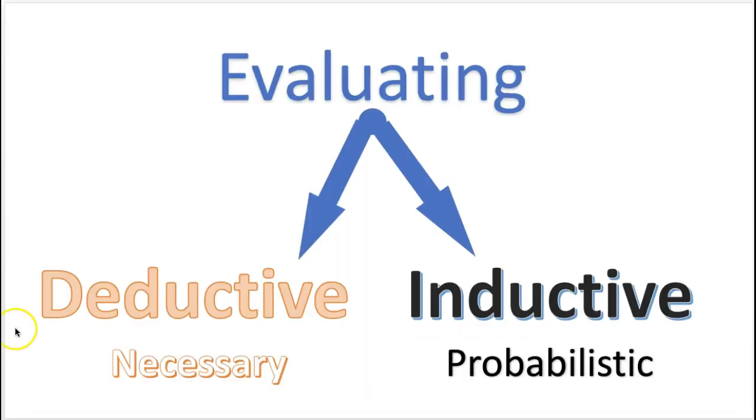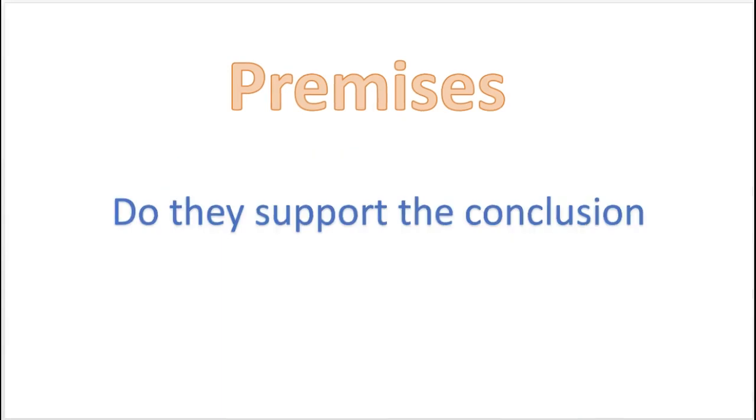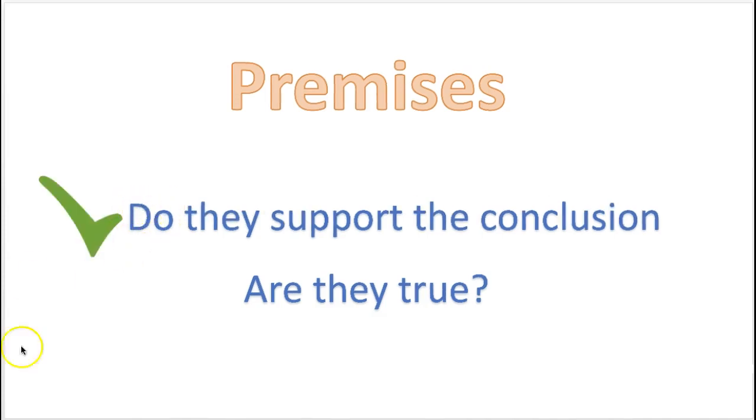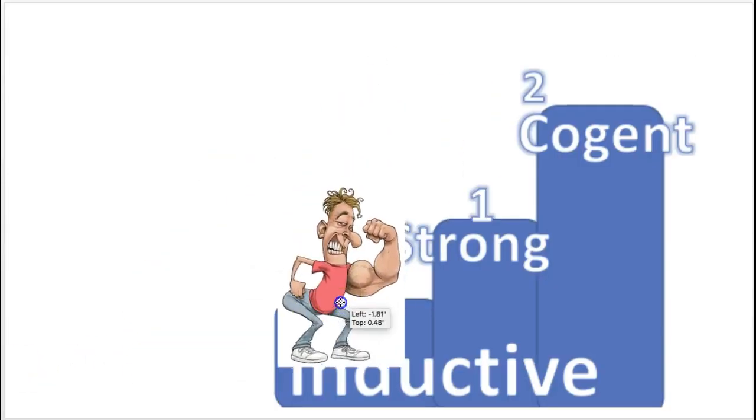Okay, you remember the two different types, deductive and inductive, necessary reasoning and probabilistic reasoning. Same for inductive arguments. You look at the premises and ask, do they support the conclusion? And are they true? Evaluating an inductive argument is the same as a deductive one. Do they support the conclusion? If they do support the conclusion, now you have what is called a strong argument. You have your argument.